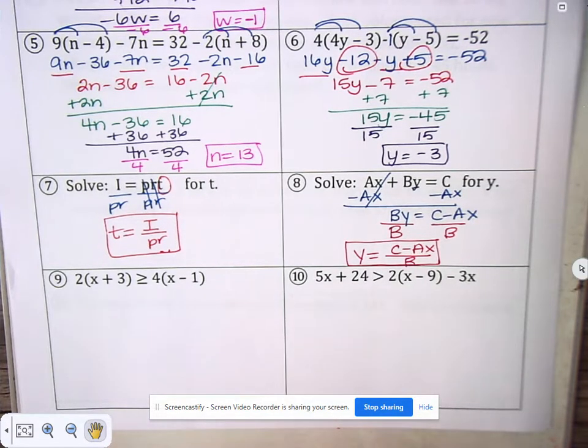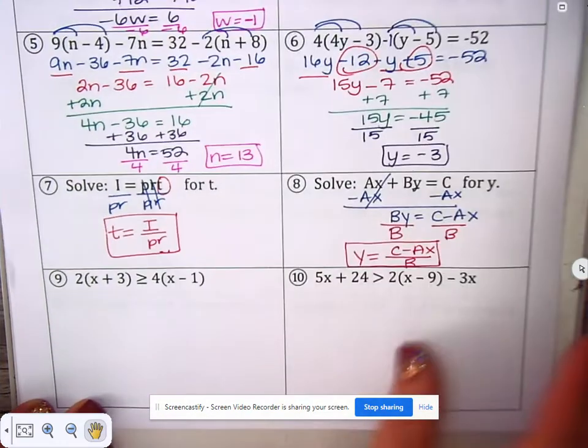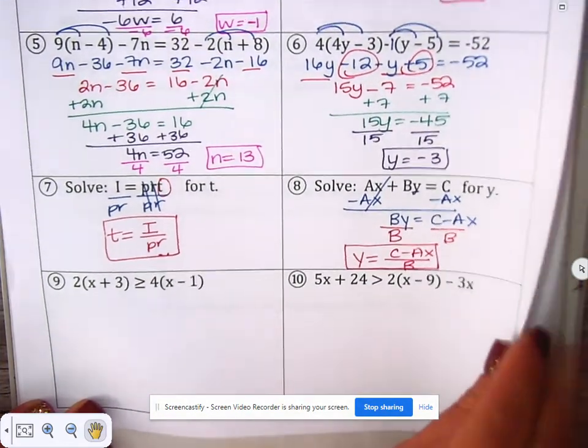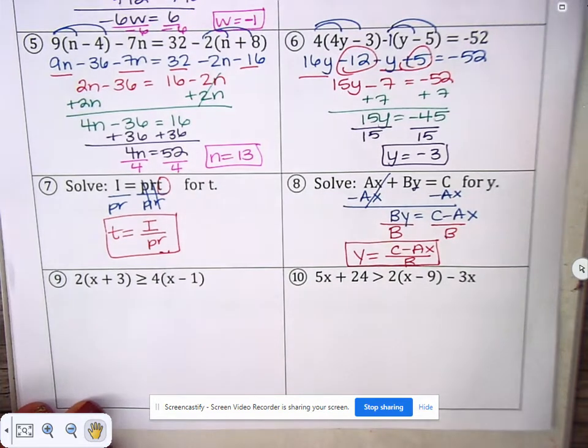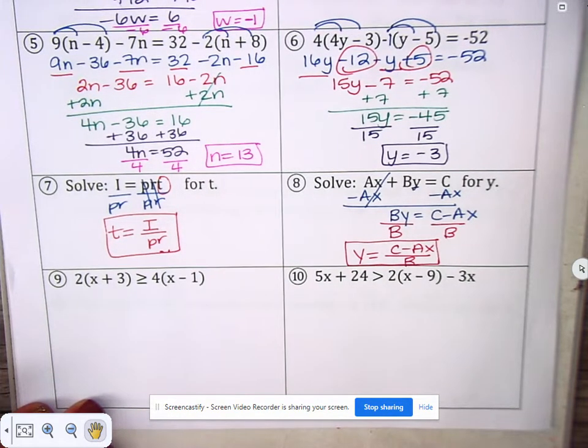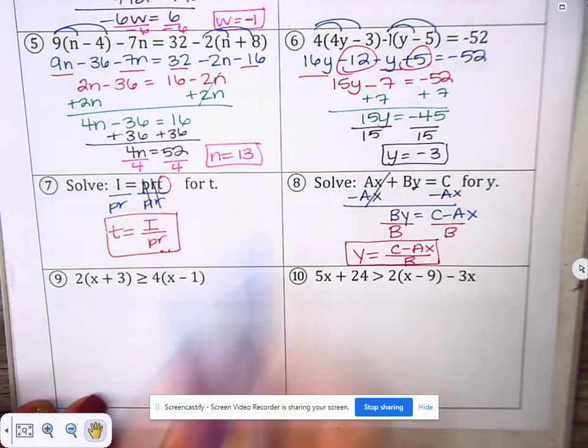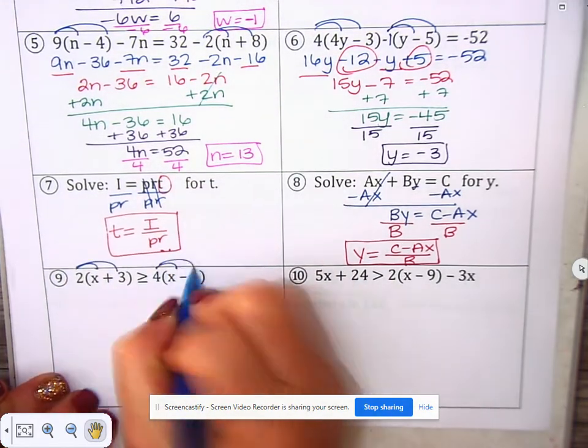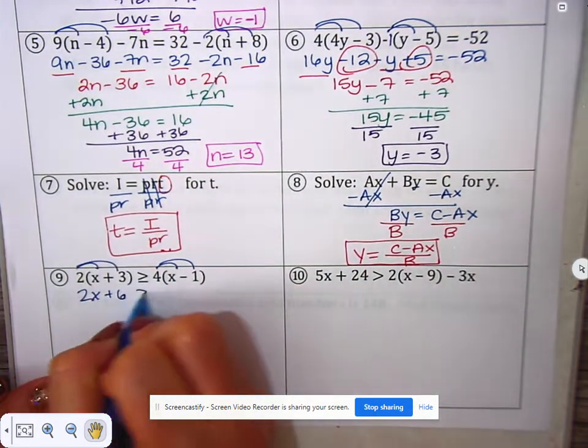Okay. All right, now starting with number 9, 10, I think 11 and 12 maybe. Yeah, those are inequalities. So remember, there's only one special situation with inequalities, and that means that if you divide by a negative or multiply by a negative, you have to flip your inequality sign. Everything else is exactly like we've been doing with equations.